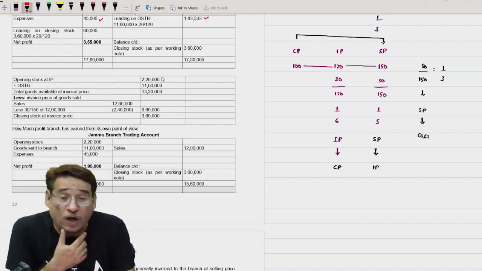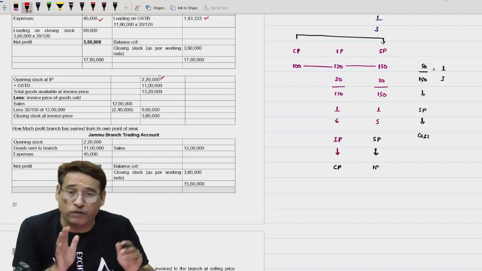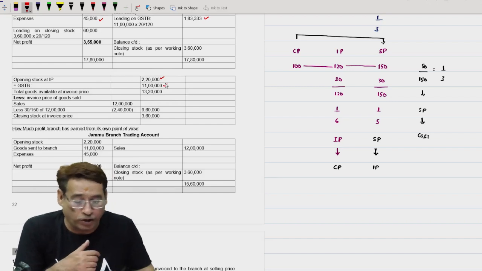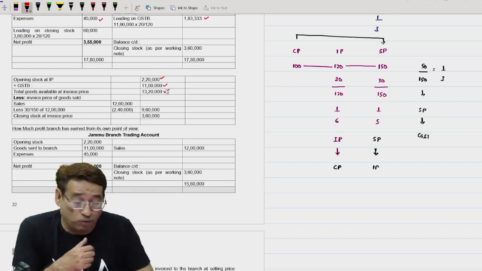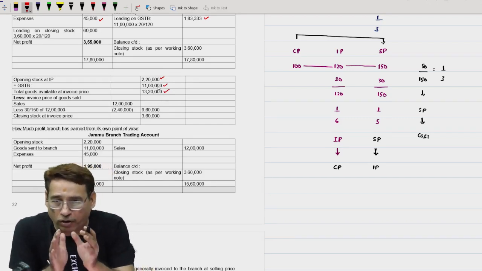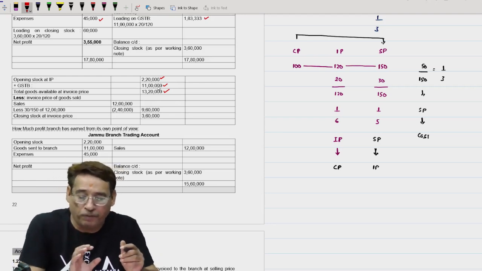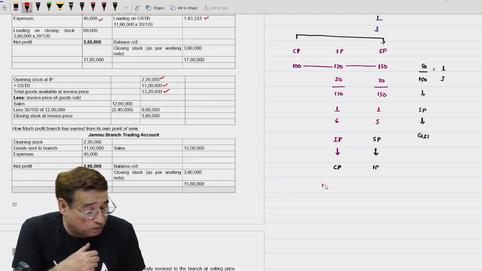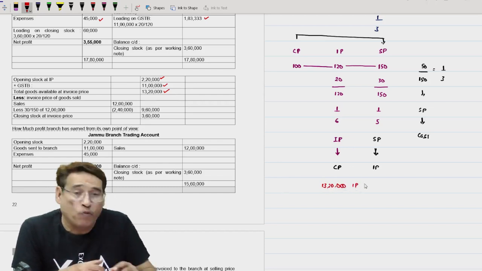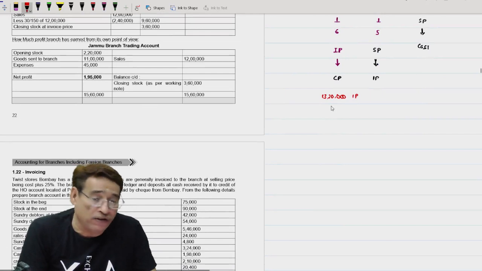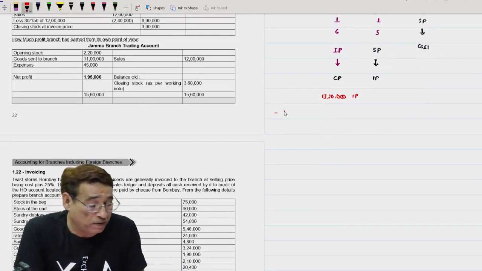So in the beginning, you are the branch. You had 2,20,000 worth of stock with you. And this year, I sent you 11 lakh worth of stock, of course, at invoice price. So total stock available with you now is 13,20,000 at invoice price. You have 13,20,000 worth of goods at invoice price with you. You are the branch, correct? Quite obviously, you are the branch. Out of these goods, you will sell some goods during the year.